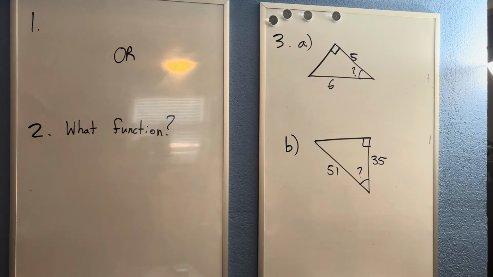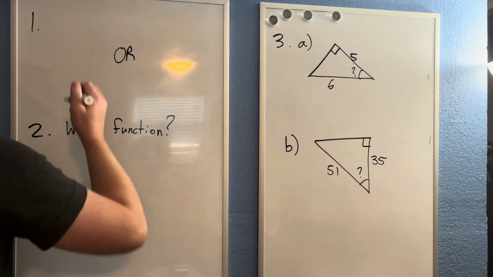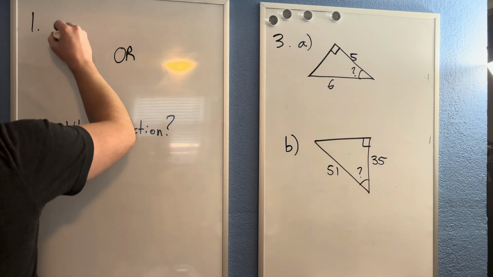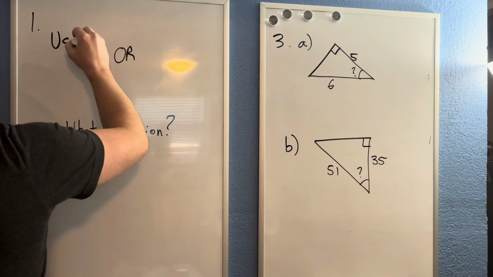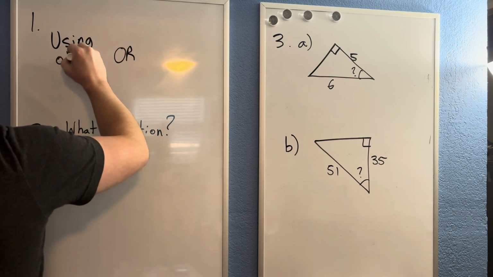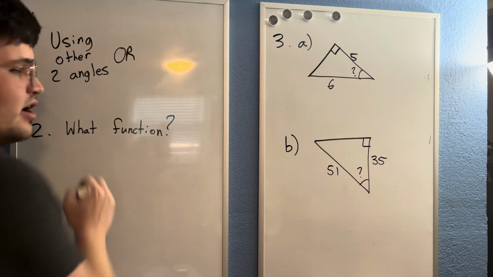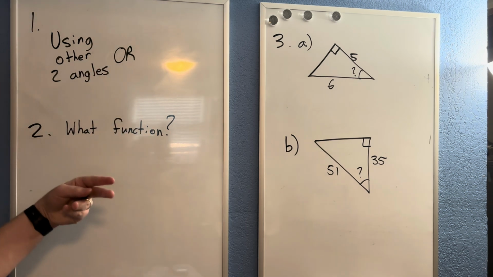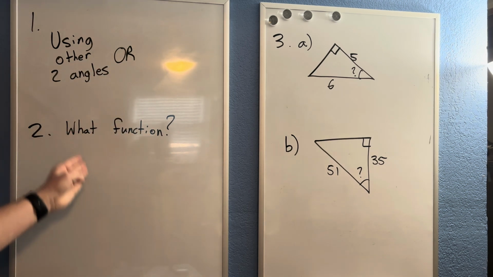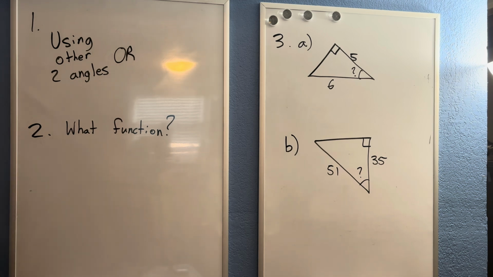So if we want to find the 3 angles of a triangle, we could do it using the other 2 angles. Okay, so if I know 2 angles, I can find the third easy because in a triangle they all add up to 180. That's kind of the basic way of doing it. But let's say I only knew we had a right triangle. I only know one of the angles is a right angle. I don't know the other 2 at all.